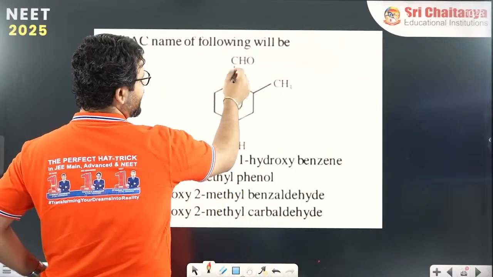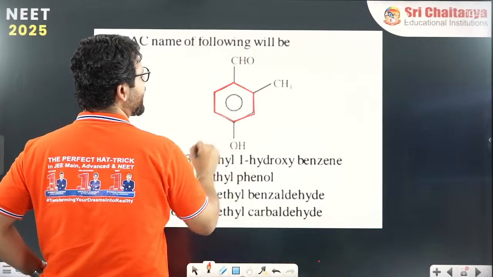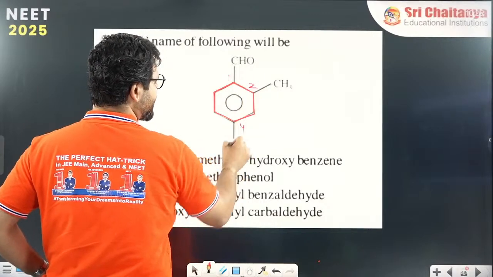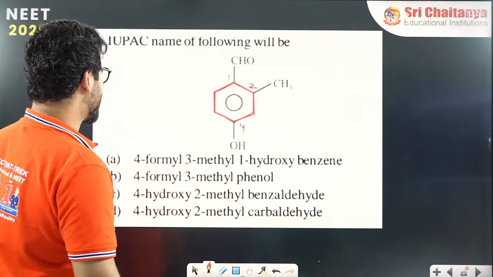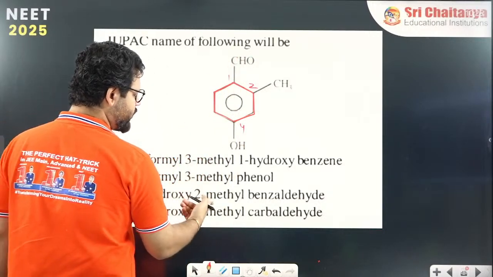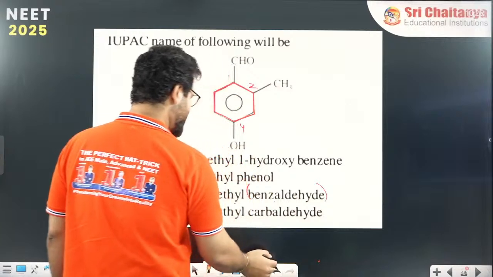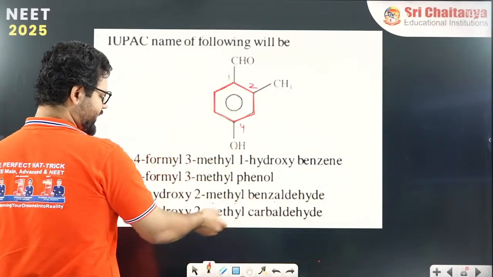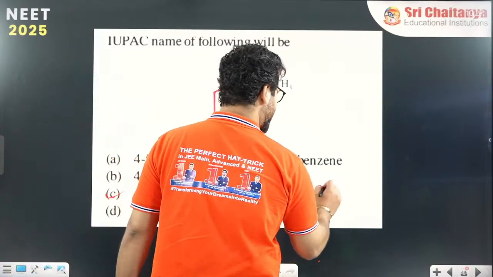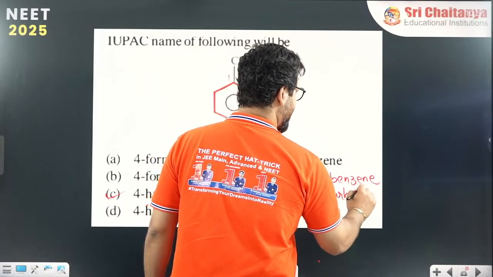Aldehyde is the main functional group, but I told you in the previous class also that whenever a CHO is attached to a ring directly, you should use the special suffix carbaldehyde. So it's number 1, this is number 2, this is number 4. So 2-methyl-4-hydroxy and 1-carbaldehyde. So 4-hydroxy-2-methyl-benzaldehyde. This is correct. Benzaldehyde could also be called benzene carbaldehyde. Here the benzene is missing, otherwise this is also correct. 4-hydroxy-2-methyl-benzene carbaldehyde. Both are correct.